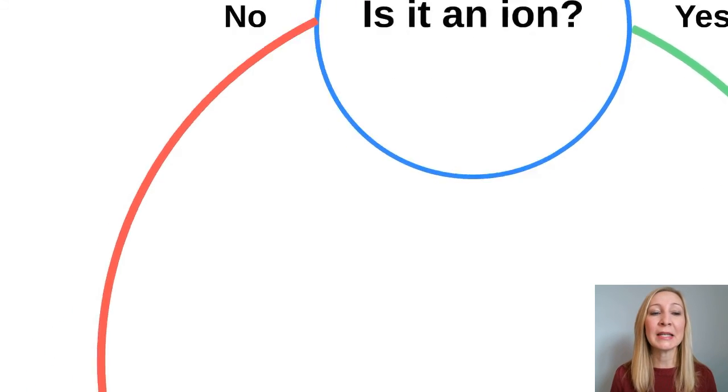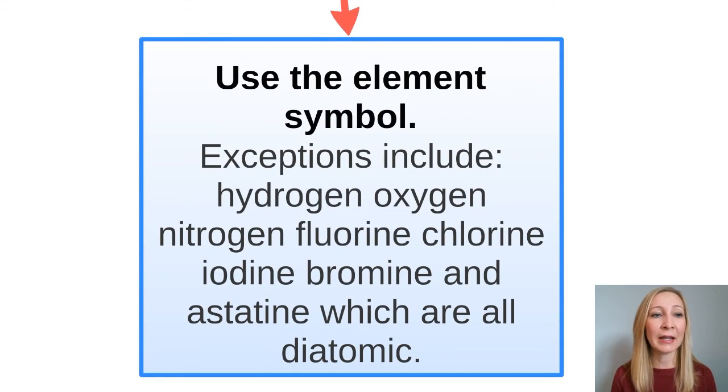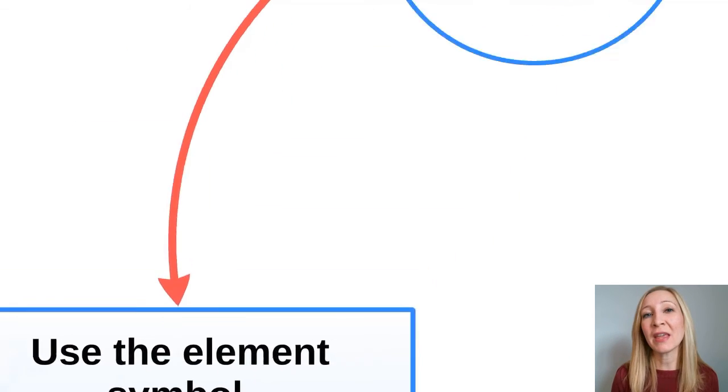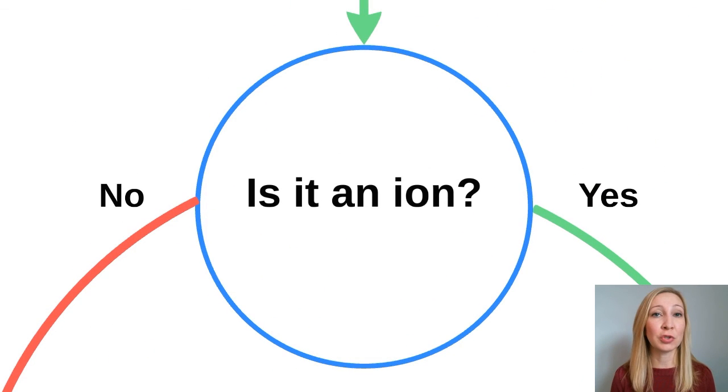We're going to ask, is it an ion? Is this element an ion? If it's not an ion, then when we write the symbol, we just use the symbol of the element. So phosphorus would be P. The only exception to this is the diatomic elements: hydrogen, oxygen, nitrogen, fluorine, chlorine, iodine, bromine, and astatine. If we are given one of those elements, say oxygen, we don't write that as O. We write that as O2.